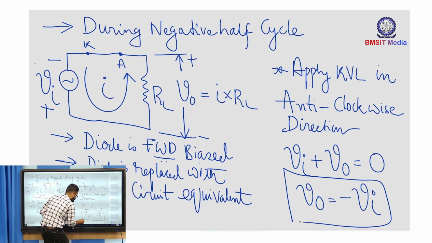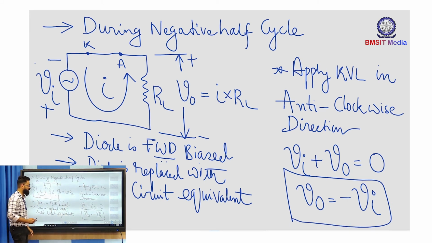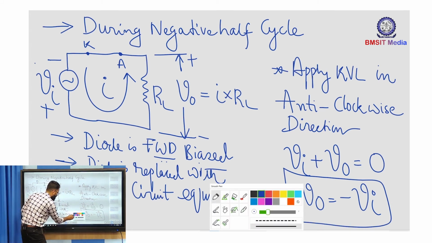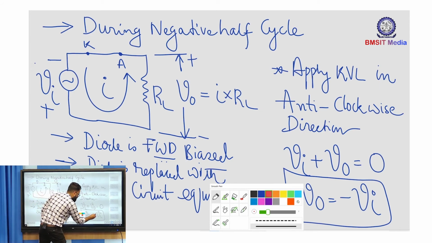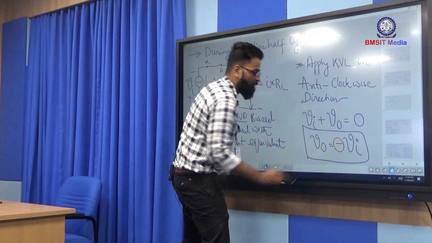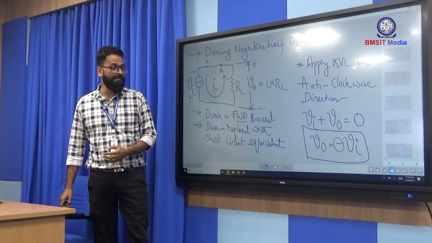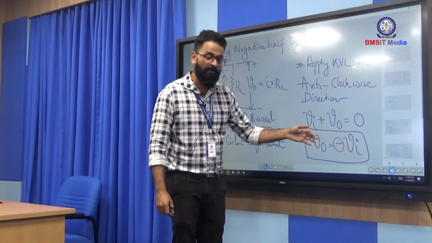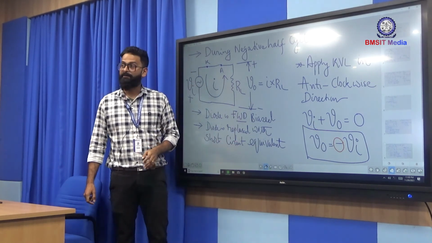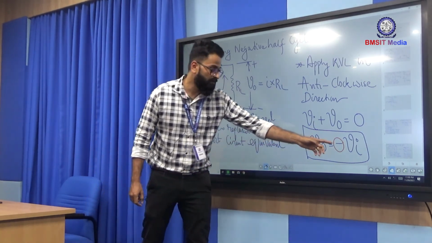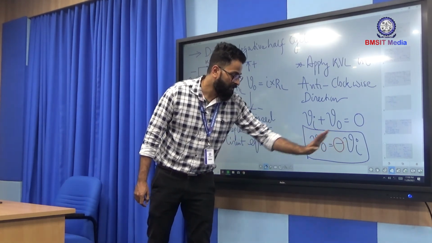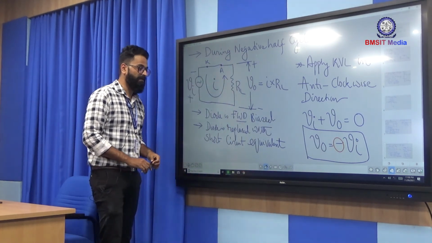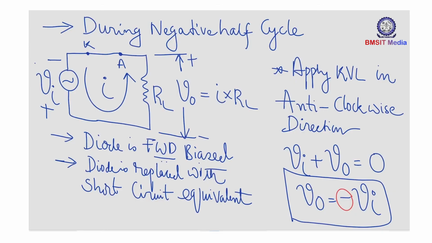Okay. This is a pretty interesting equation in the sense you can observe the negative sign here, right? So this negative sign simply indicates that the output occurs in the negative direction. Okay, so now let us plot the waveform.